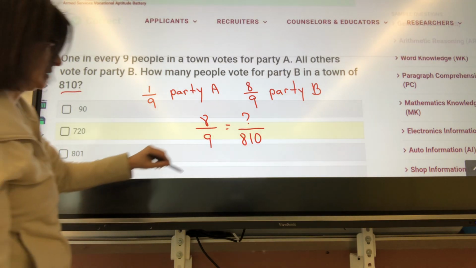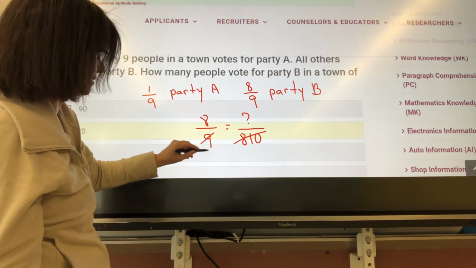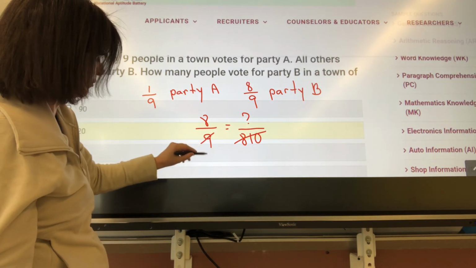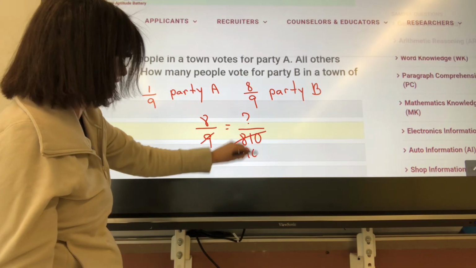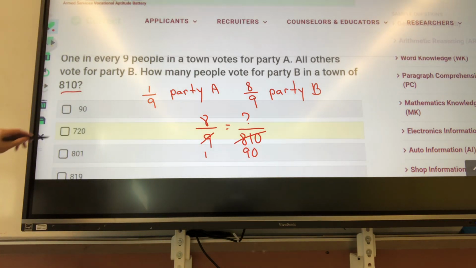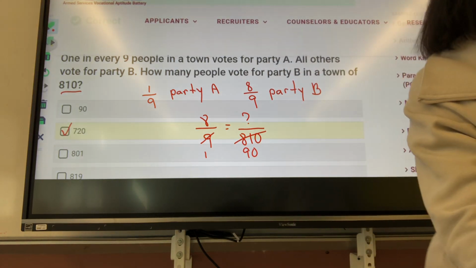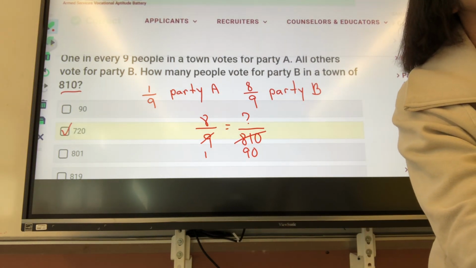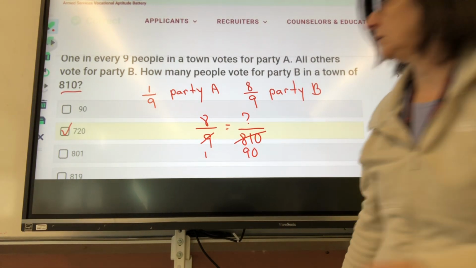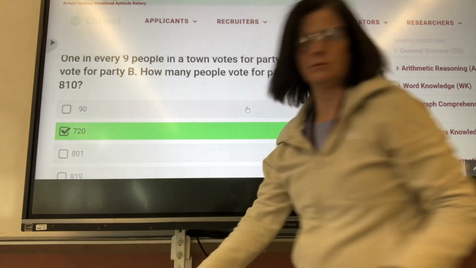So I can simplify these two numbers. I can divide both by 9. This is a 1, it is a 90. 8 times 90 is 720. There is my answer, and we can see that that's the correct answer.